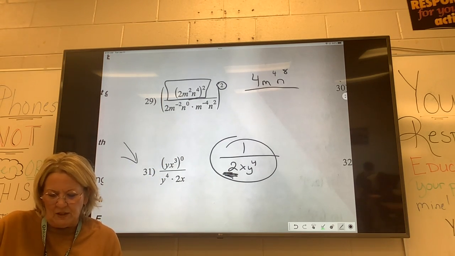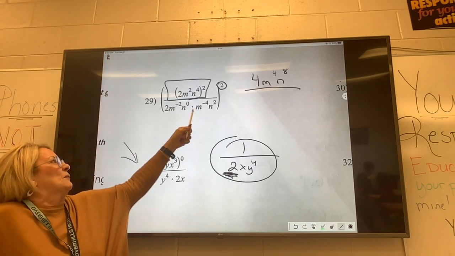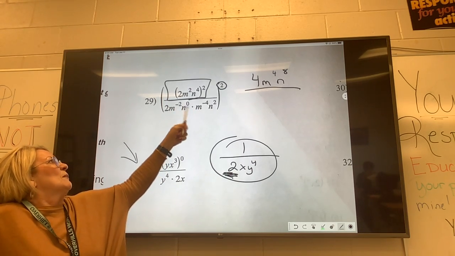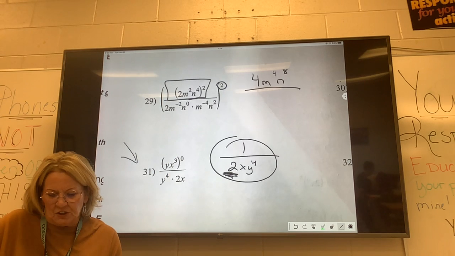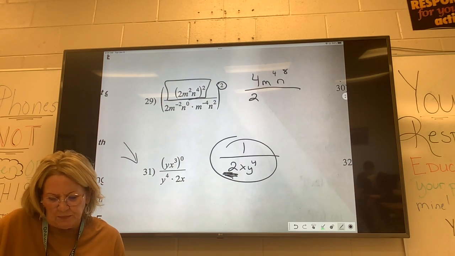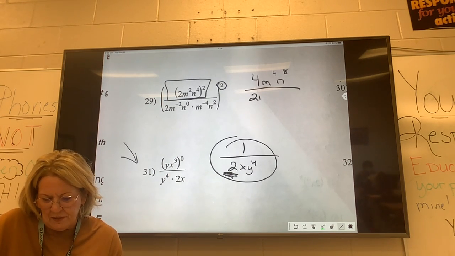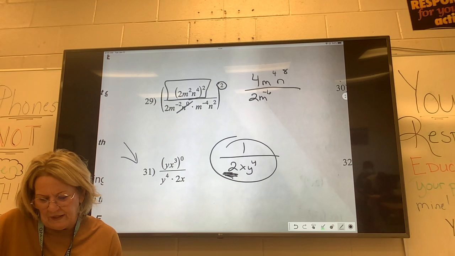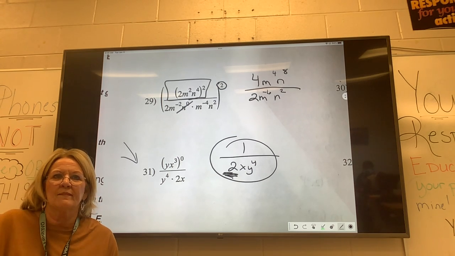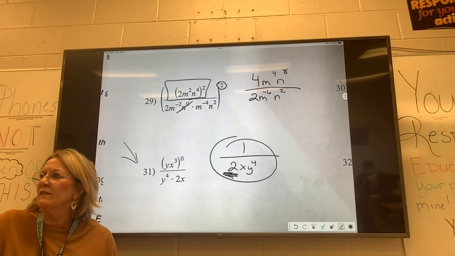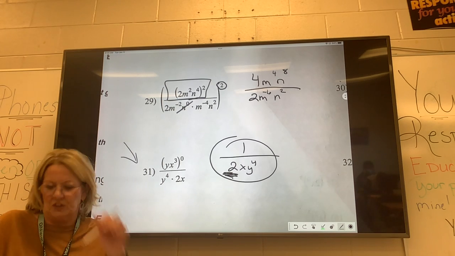Now I'm going to go down here and I'm going to clean this up with the multiplications. So when I multiply, there's a 1 here. So that's still a 2. And when you multiply, you add exponents. So I have an M to the negative 6. This N cancels out. And I have an N squared. Everybody with me? I'm cleaning up the inside first.